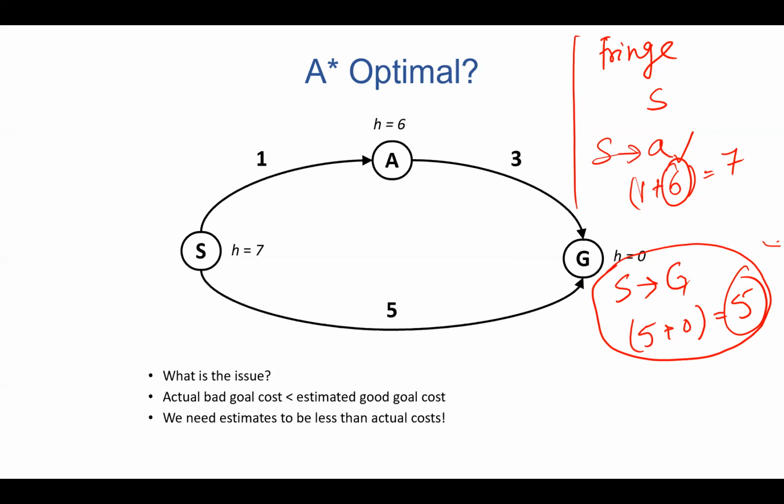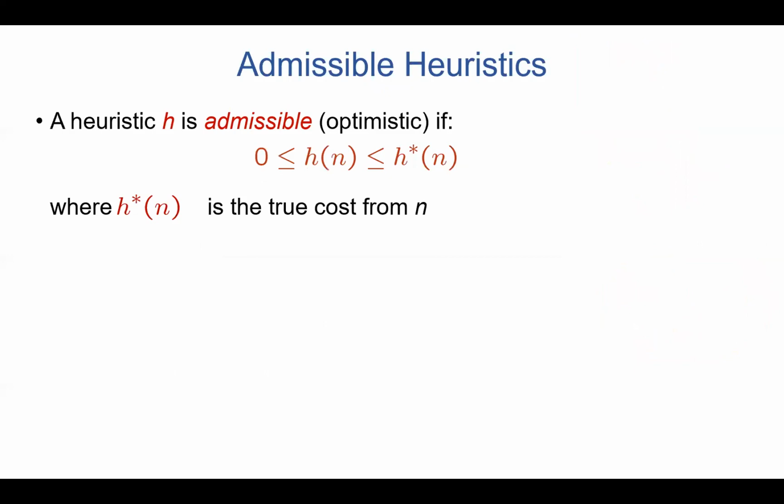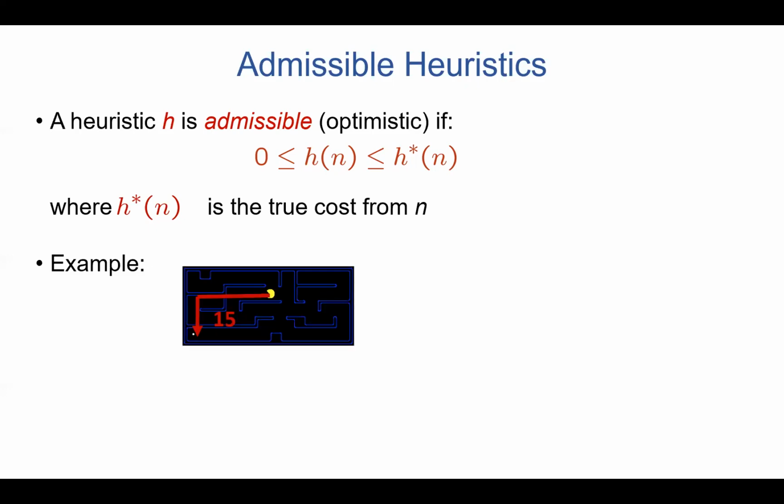So we need estimates to always be less than the actual cost. Our estimate has to be, we have to underestimate. If we overestimate, it's going to be a problem. Okay? So we have to say that our estimate will have to be less than the actual cost. Okay, what do we mean by our admissible heuristic? Yes, it has to be less than the actual.